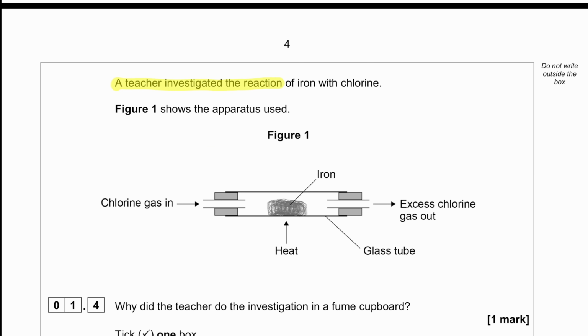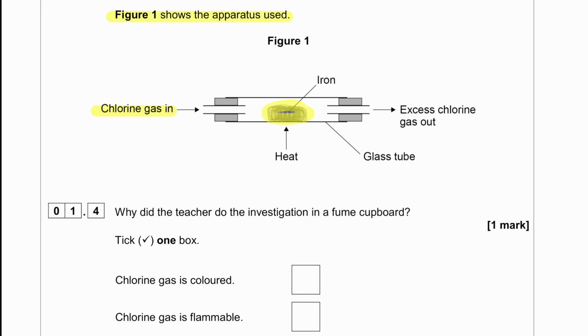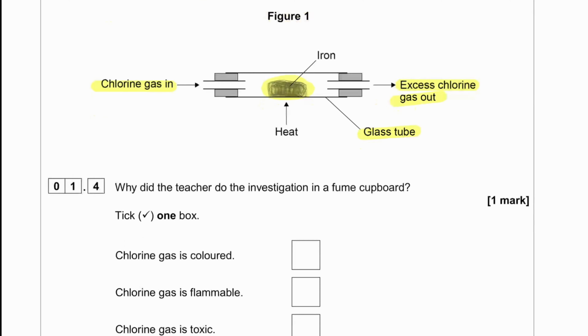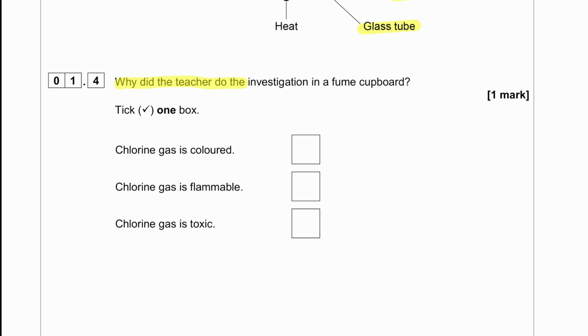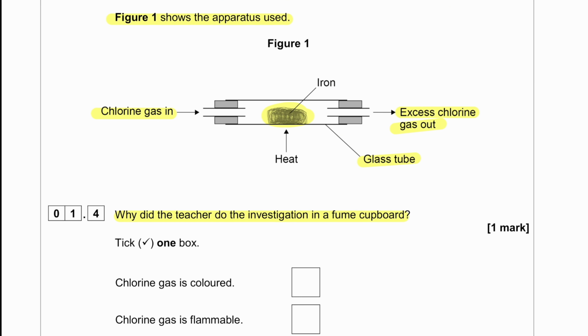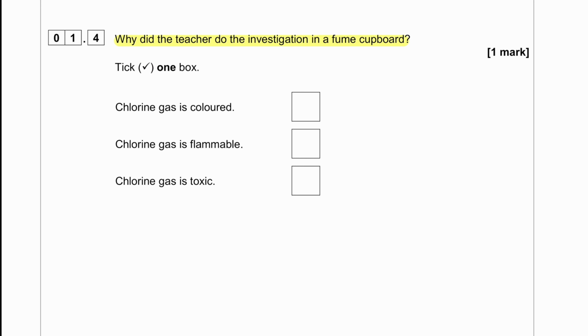A teacher investigated the reaction of iron with chlorine. Figure 1 shows the apparatus used. So chlorine gas, we are passing it through iron wool, and excess chlorine is getting out from here. Okay, it's a glass tube. Why did the teacher do the investigation in a fume cupboard? Okay, first of all, we need to understand that chlorine is toxic. So since chlorine is toxic, we need to do this particular experiment in a fume cupboard.